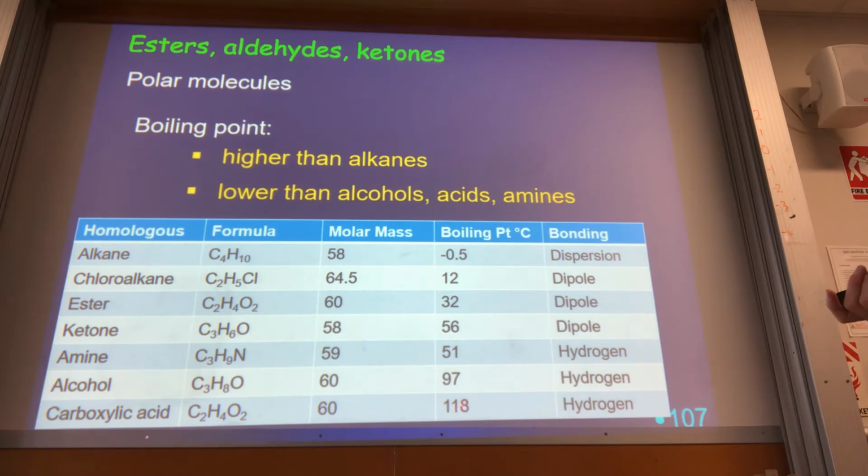So carboxylic acids with the dimer formation have got the highest boiling point. We've got a group of molecules all with a similar molar mass. Then we come down to alcohols having stronger hydrogen bonding than amines. It's interesting that the hydrogen bonding from the amine compared to the ketone is not that significant. Then down to the ester and then the chloroalkanes and the alkanes.